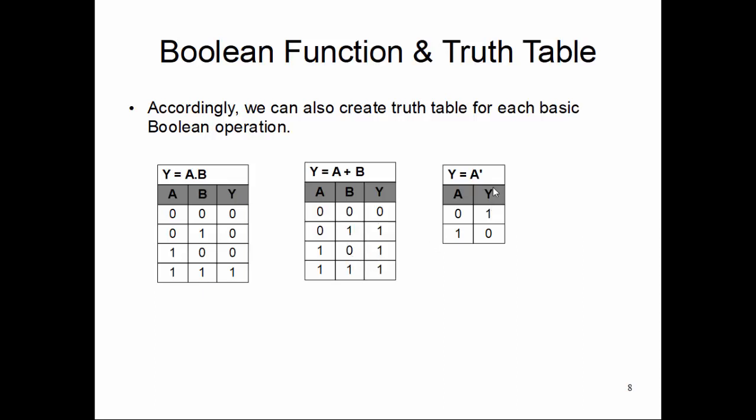An inverter function is very simple. If my input is 0, or if my variable value is 0, the outcome is 1, and if it is 1, then the outcome is 0.